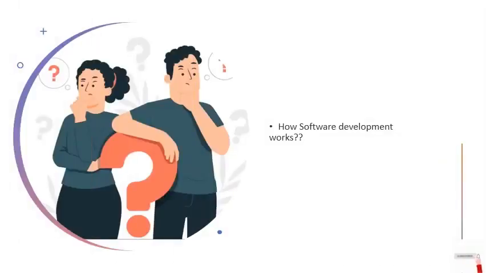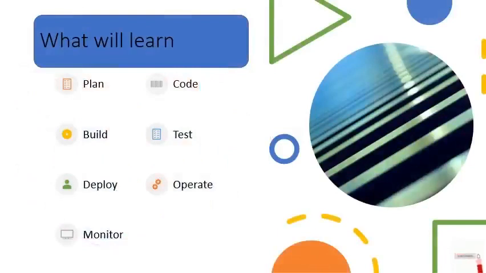Before DevOps, let's have a look at how software development works. Basically, I will be discussing a basic life cycle of software development. In the starting of everything, you have to make a plan. Once your plan is ready, you have to write the code. Then you have to build your code so that you can give it to the testing team. Then the testing team will test the product. After that, it will be deployed on the server.